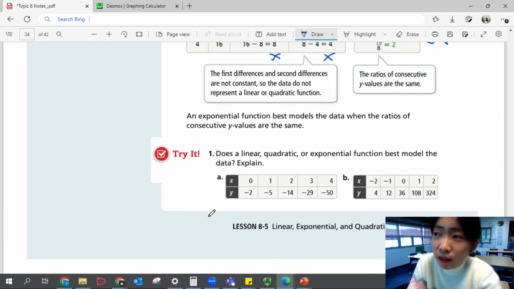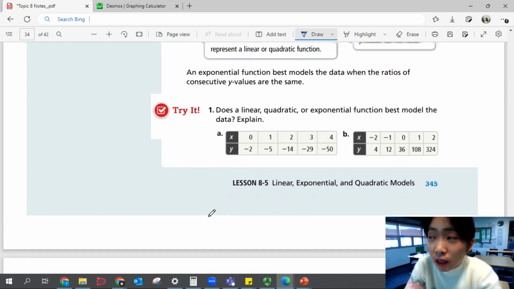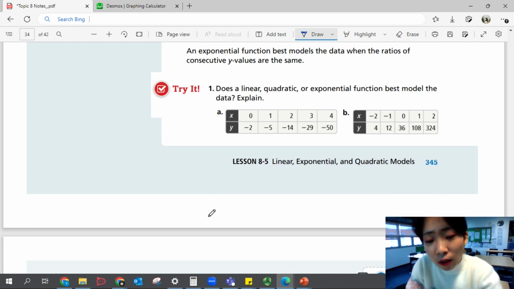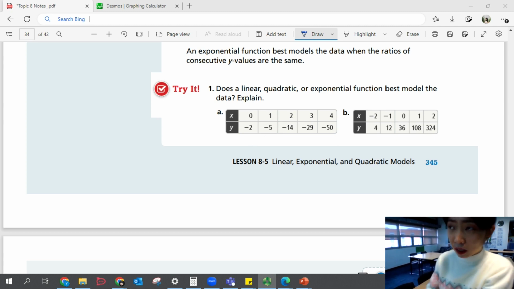Okay, so let's look at try number 1. Does a linear, quadratic, or exponential function best model the data? And explain. Use the method that we just looked at in example 1 and see if you can get them correct. So pause the video and come back when you're ready for answers. Okay, are you ready? Before we reveal the answer, let's look at it together and see how we can solve it together.